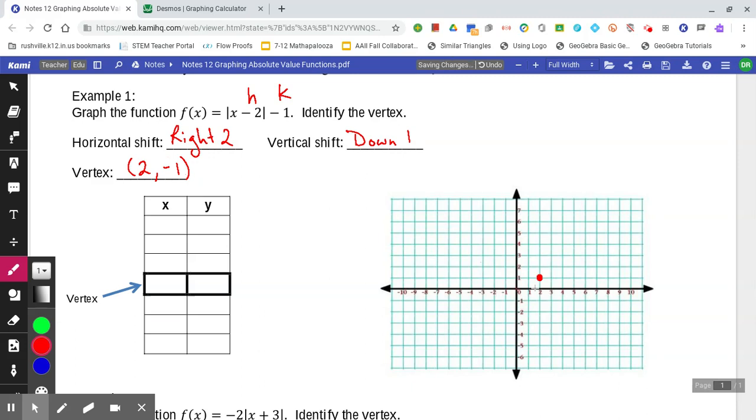Okay, and it's very helpful to find that vertex because we could kind of view that as the middle of our graph. It's where the two halves of our V are going to stem out. And if it's the middle of what we'll be graphing, then we're going to put that vertex in the middle of our table. That way we show each half of the graph on either side.